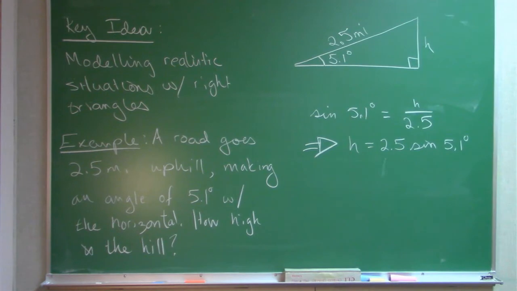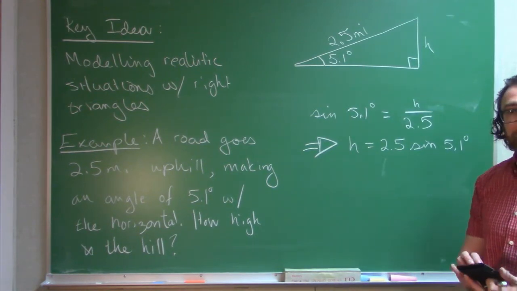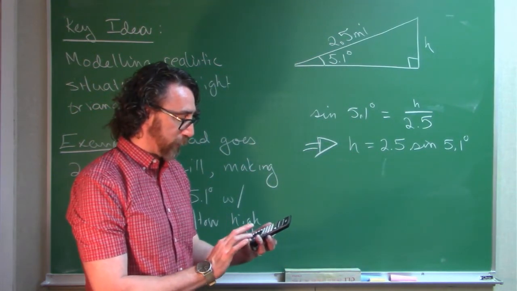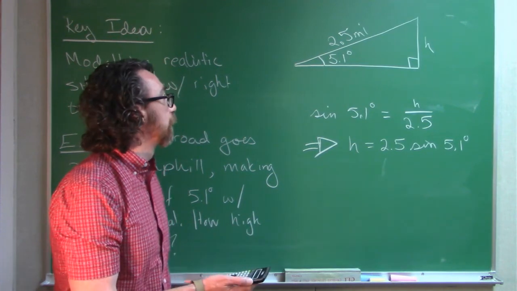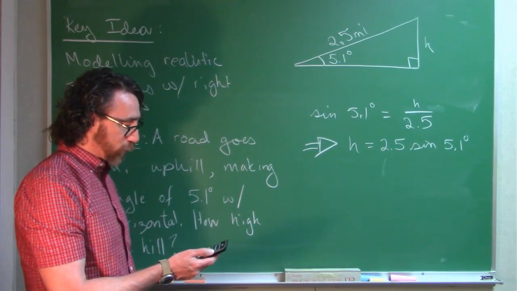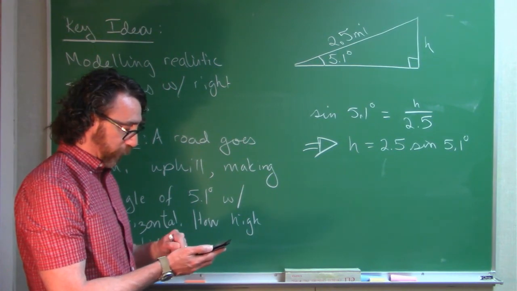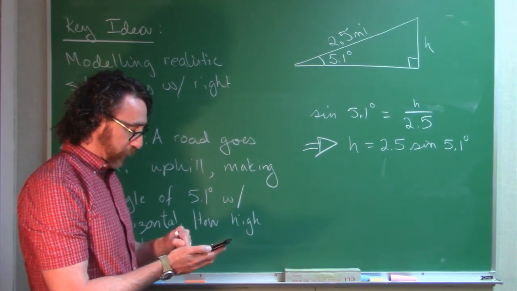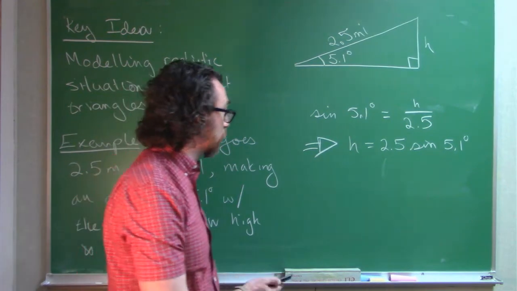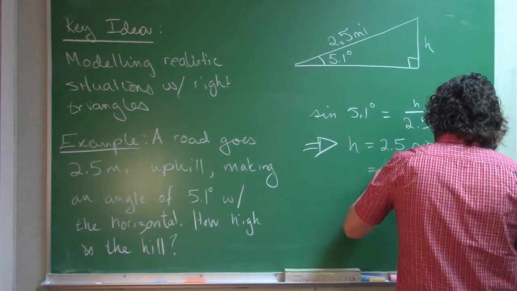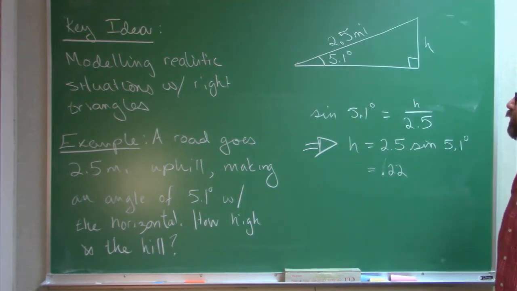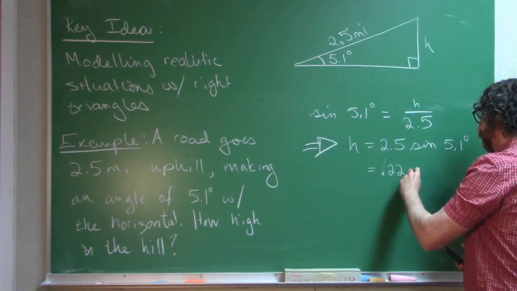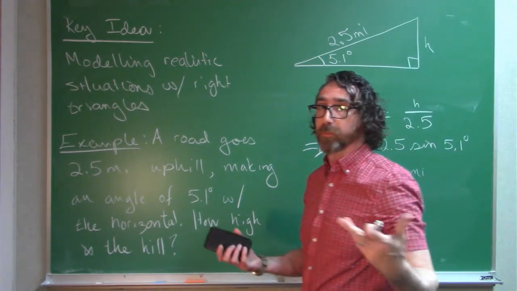Let me grab my calculator. So 2.5 times sine of 5.1 equals, okay, I'm getting 0.22. Let me just run the calculation again. 5.1, take the sine, times 2.5 equals, okay, 0.22. I am rounding that to two significant figures there. So the height of the hill is about 0.22 miles.